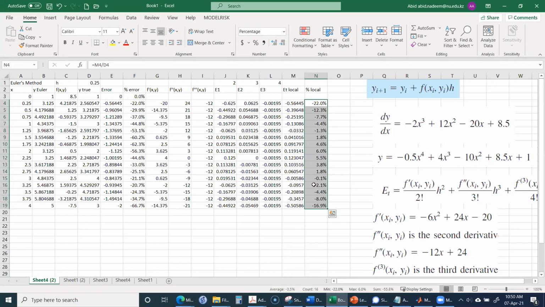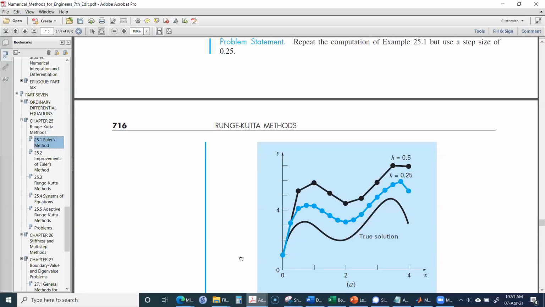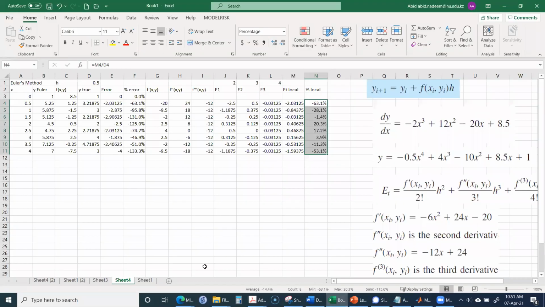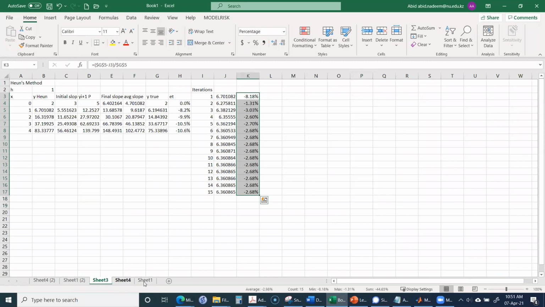So there is a great reduction in the local and true errors. So we can even plot these values. So for example, the values of X and the values of Y, okay, for a case of 0.25 against a case of 0.5. And then we can see that by reducing the step size, the curve for a smaller step size comes closer to the true solution. So this we can verify by plotting this curve as well. In fact, I did it as well when I was doing it.